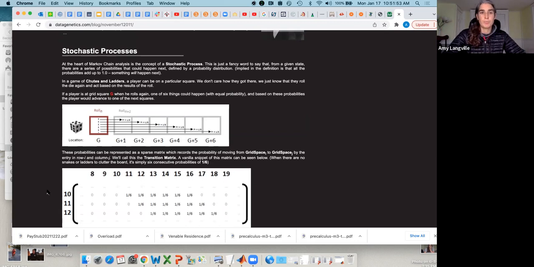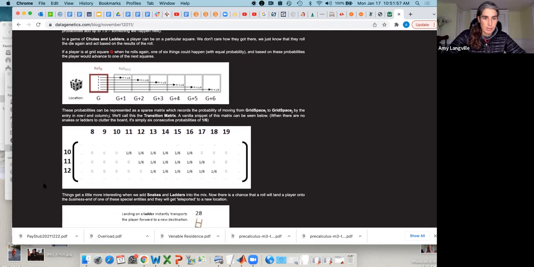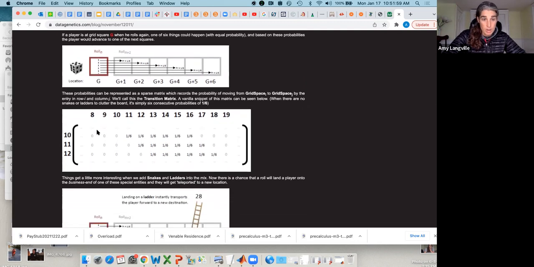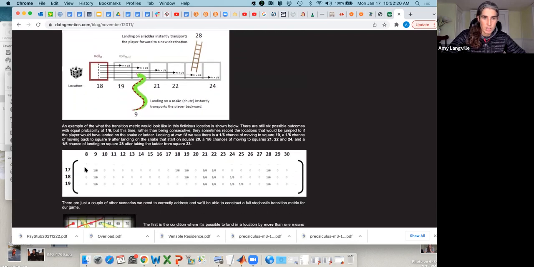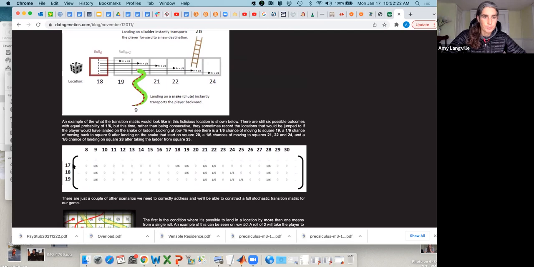Okay, so let's get to the Markov chain part of this. Okay, so they filled out just a little sub matrix of this. So we're looking at rows 10, 11, and 12, columns 8 through 19. And the probability, if you're at 10 to advance, they're saying it's 1/6, 1/6, 1/6 if you're just doing it by rolling. But you have to remember that there's chutes and ladders. So now let's look at a different part of the sub matrix and see how we fill that in.